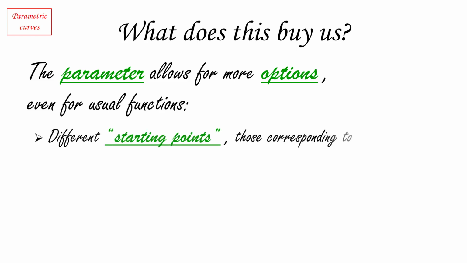For instance, first of all, if we have a parametric curve, we can identify something called the starting point. And this basically corresponds to the point for which t is equal to 0. Think of t equals 0 as the starting time, right? And so we can think of that one as a starting point.